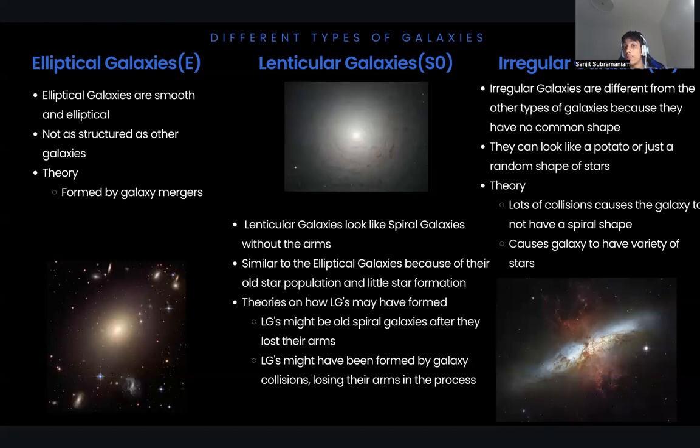Irregular galaxies are different from the other types of galaxies because they have no common shape. They can look like a potato or just any random object or a random shape of stars. The theories that try to explain the formation of these galaxies postulate that they may have formed through galaxy collisions, removing some of their defined structures. These collisions with completely different galaxies result in these types of galaxies having different types of stars, such as young and old stars.